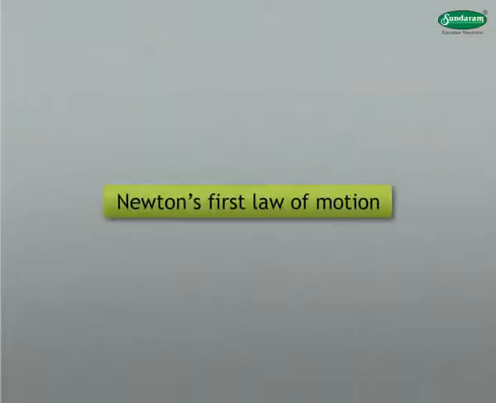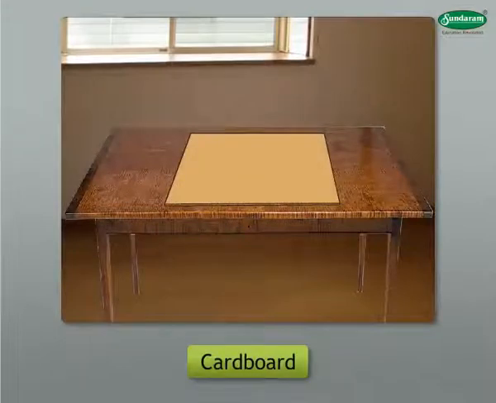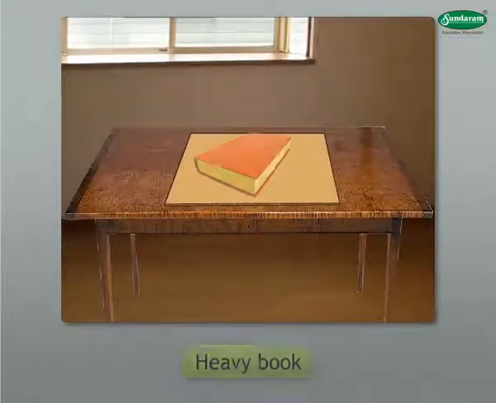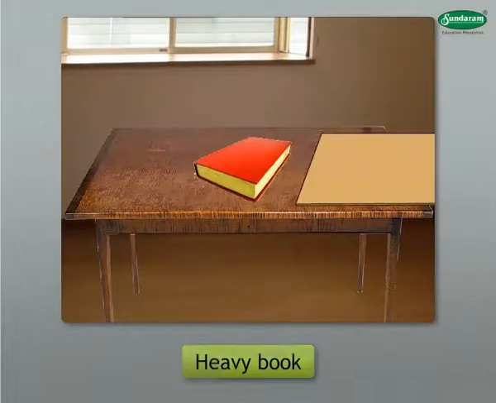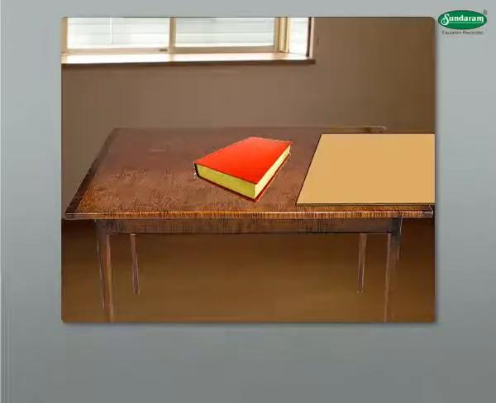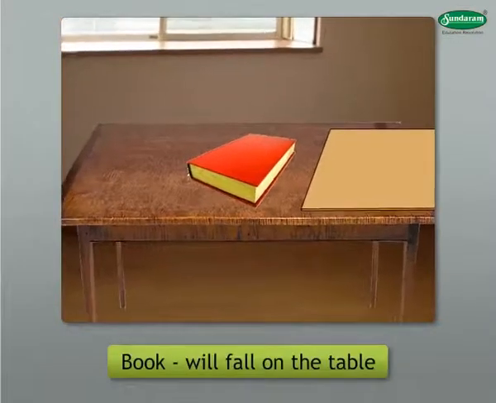Newton's first law of motion. Put a smooth cardboard on a horizontal table. Keep a heavy book on it. Pull the cardboard suddenly in a horizontal direction. What do you observe? The book will fall on the table.